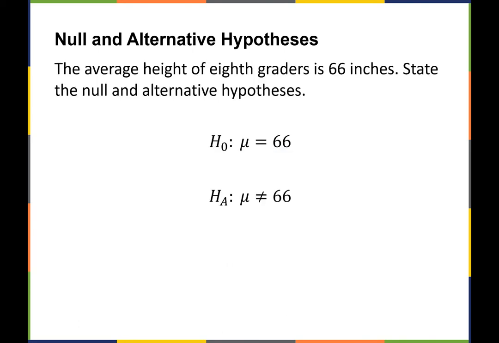Let's look at an example. The average height of 8th graders is 66 inches. State the null and alternative hypotheses. Well, the statement is that the average height is 66 inches. That's an equal to statement. So my null hypothesis is that the average height, mu, the average height of the population, is 66 inches. The alternative to that would be that it's not 66 inches. So there's my null hypothesis and my alternative hypothesis. And this one is about an average, so that's why I use the parameter of population mean.